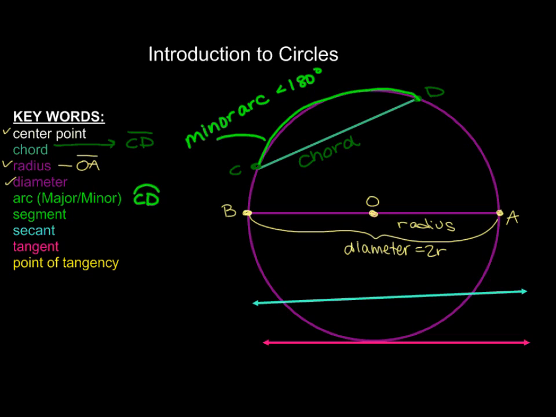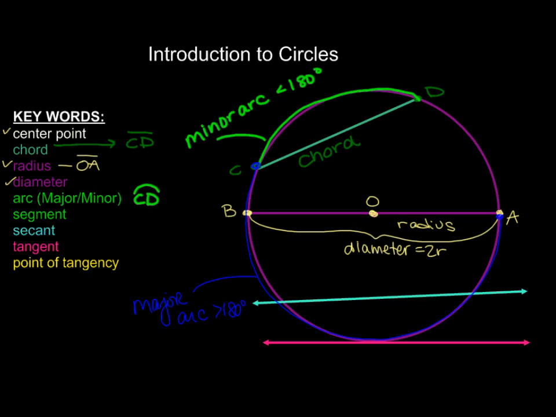Okay, a major arc would be an arc that is greater than 180 degrees. So if we take our circle and let's say we go from point C and we pass through B and we go all the way around to the other side of our circle and we end up at A. Okay, that arc is more than 180 degrees, so that is a major arc. A major arc is any arc whose measure is greater than 180 degrees, so more than half of the circle.